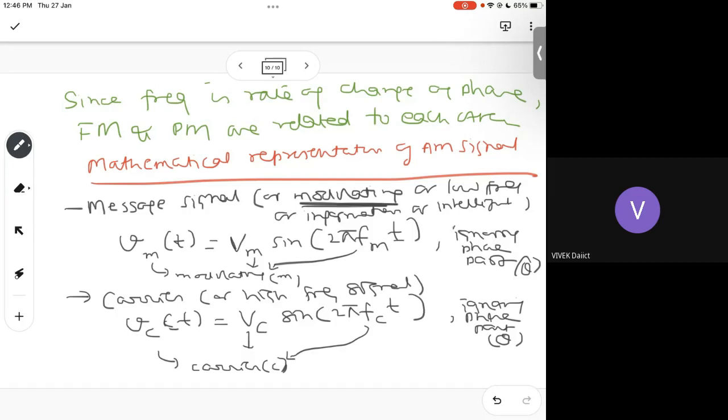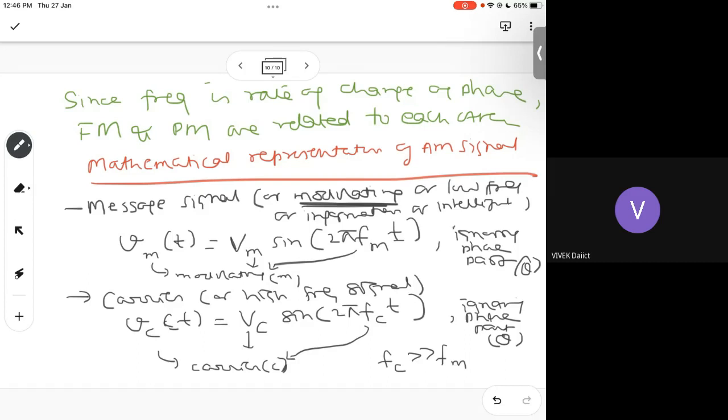Now, how will my modulated signal look? My modulated signal will look as follows. This is my original signal, this is my carrier signal. So obviously, in this case, your FC is much, much greater than FM because intelligent signals are low frequency.